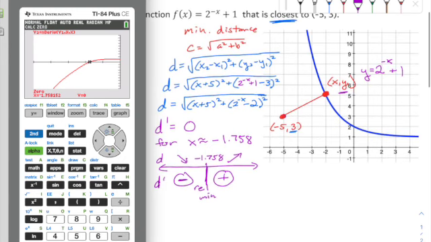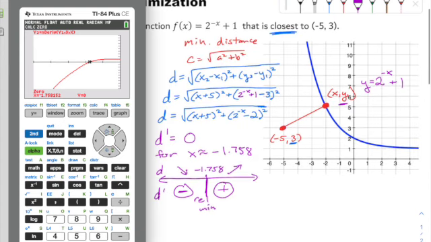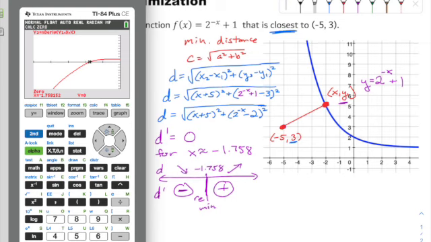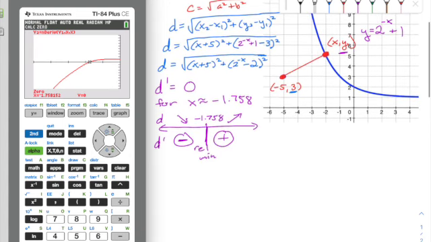And so now let's just answer the question. It said find the point on the function. So keep in mind, sometimes it'll ask for what is the distance. In this case, it just wants that point. So I want this point, x, y. And this brings up another good point, that x value of negative 1.758 is rounded. And I'm going to plug that into my function to get the y value. But if you plug in a rounded value to get another value, that new value might not be quite as accurate as you want it to be.